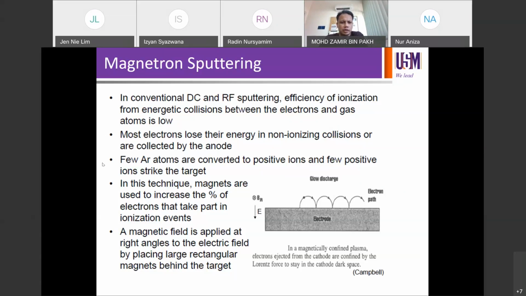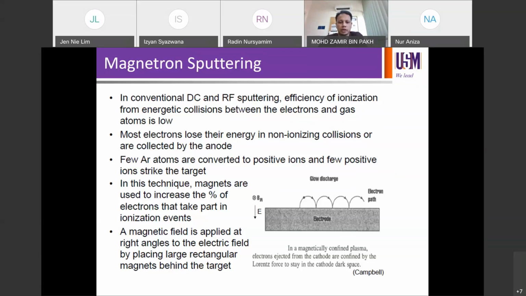If you look at the first 3 points, most electrons lose their energy in non-ionizing collisions. So this is what happens in typical conditions. Few argon atoms are converted to positive ions and few positive ions strike the target. Since only a few ions strike the target, we have a low deposition rate or low sputtering rate. So with a magnetron, you can see the illustration on the right hand side here.